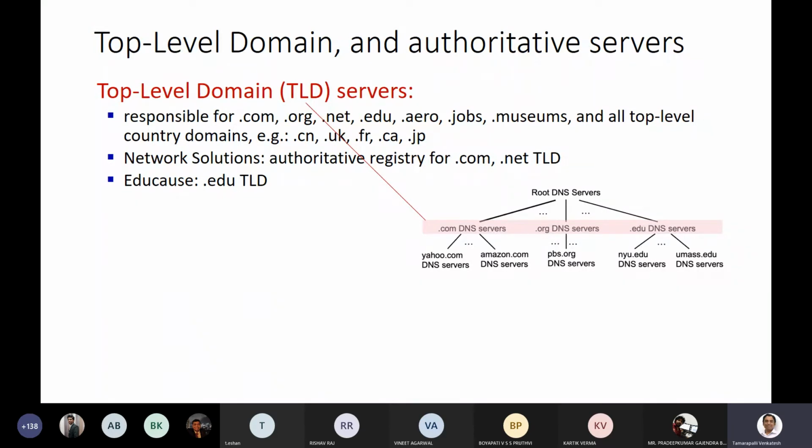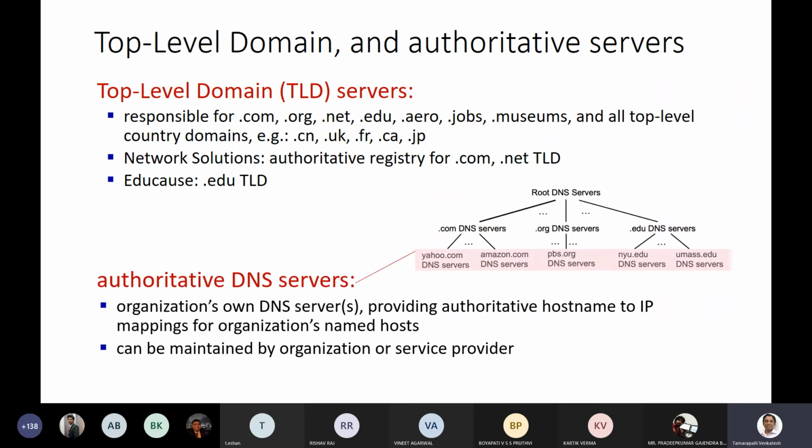And then the authoritative registry for .com and .net TLD is a company called Network Solutions, which maintains the database for the .com and .net TLD server. Educause is the organization responsible for maintaining the database corresponding to .edu. So if you have to make any modification to entries in .edu, suppose you want to introduce a new educational institution and create a domain name under .edu, then you will have to contact the registrar corresponding to this TLD, which is Educause. So that's the idea. For every top level domain name, you will have somebody responsible.